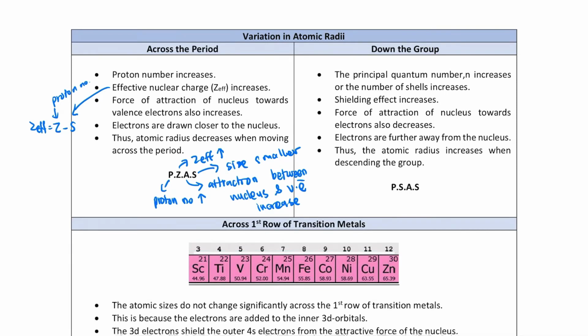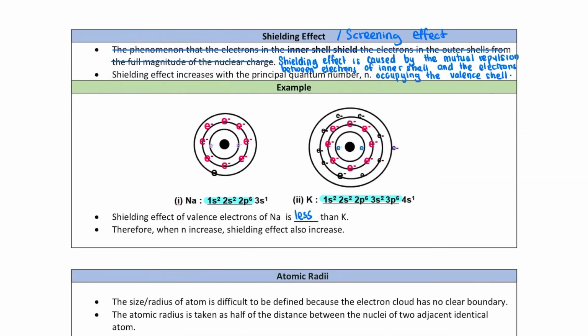Next, kita nak tengok variation of atomic radius going down the group. Okay, going down the group, principal quantum number n increases ataupun number of shell increases. Kita kena tahu benda ni, sebab bila kita going down the group, kita boleh tengok contoh sodium and potassium sini lah. Sodium and potassium both are in group 1. Macam mana saya tahu dia group 1? Sebab dia stop dekat S1 dekat sini. That means dia S block, 1 valence electron.